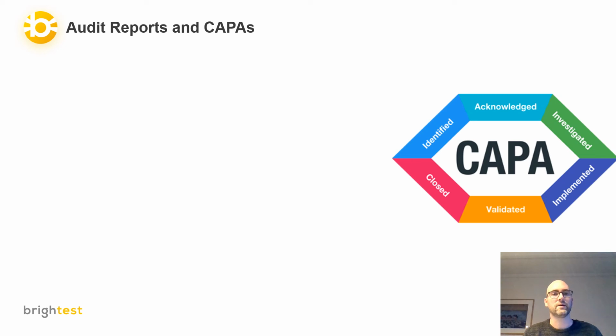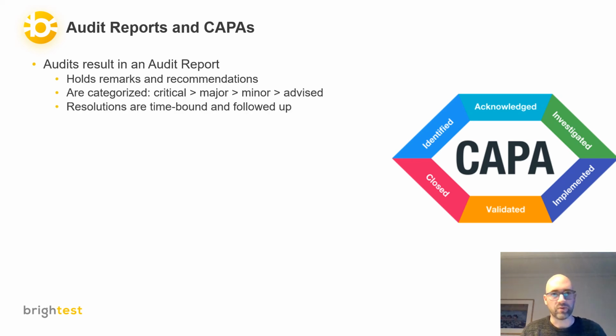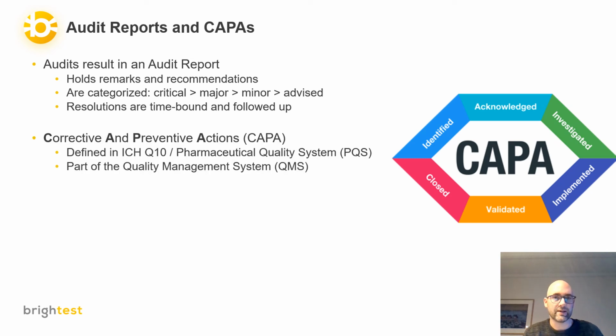So the audits, the output of that is an audit report. So it will hold remarks and recommendations that are categorized in different categories. And resolutions to these recommendations are, of course, based on their criticality and are time-bound and followed up. To use this, once again, the CAPA system is used to define corrective and preventive actions.